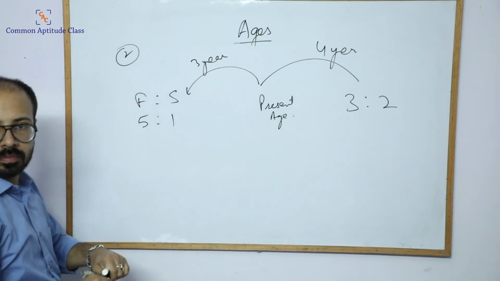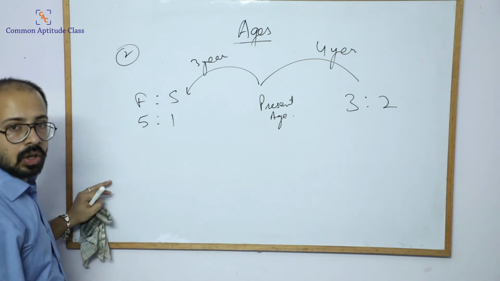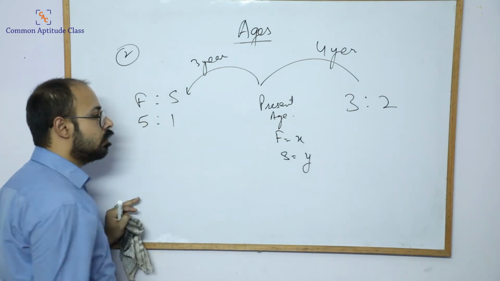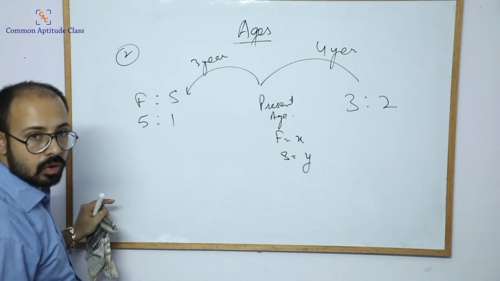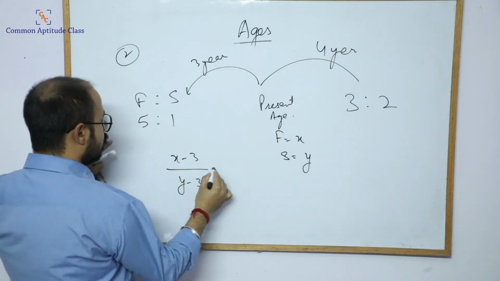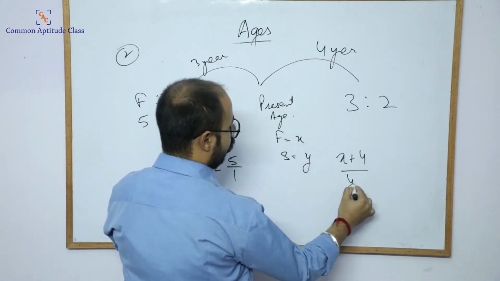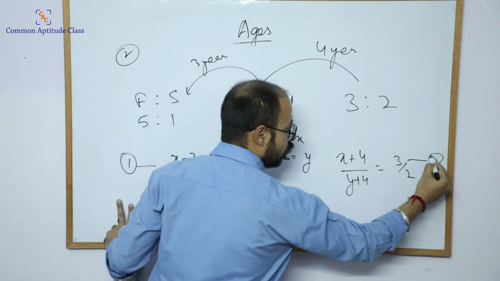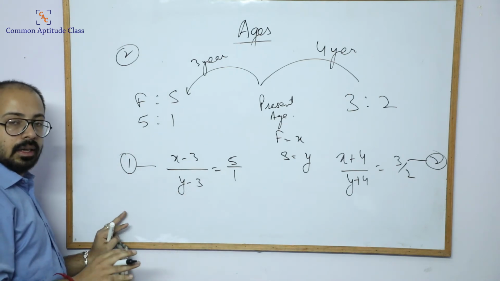So how will you do? I have taken random values, it can be in decimal, so we'll solve it. If you assume father's age be x, son's age be y, then (x minus 3) upon (y minus 3) is equal to 5/1. Then second case, (x plus 4) by (y plus 4) is equal to 3/2. Equation 1, equation 2, two variables, you can solve it. Now it is lengthy. This is the basic method to do.